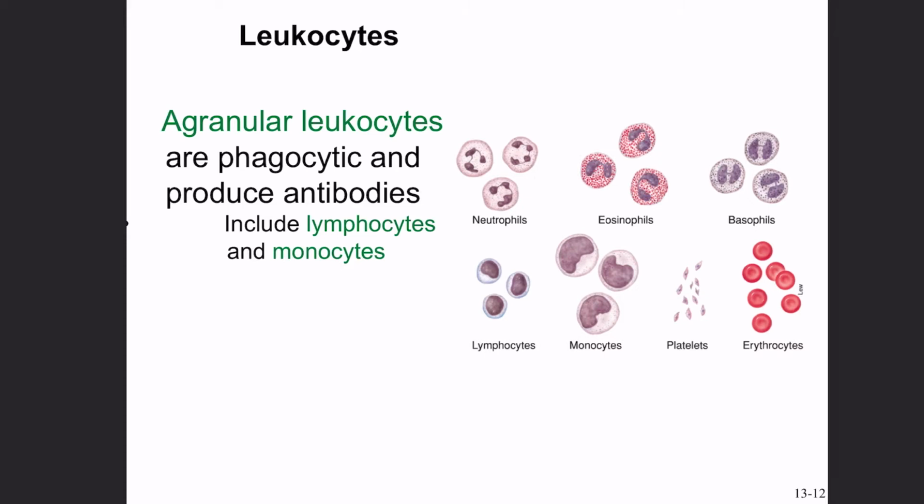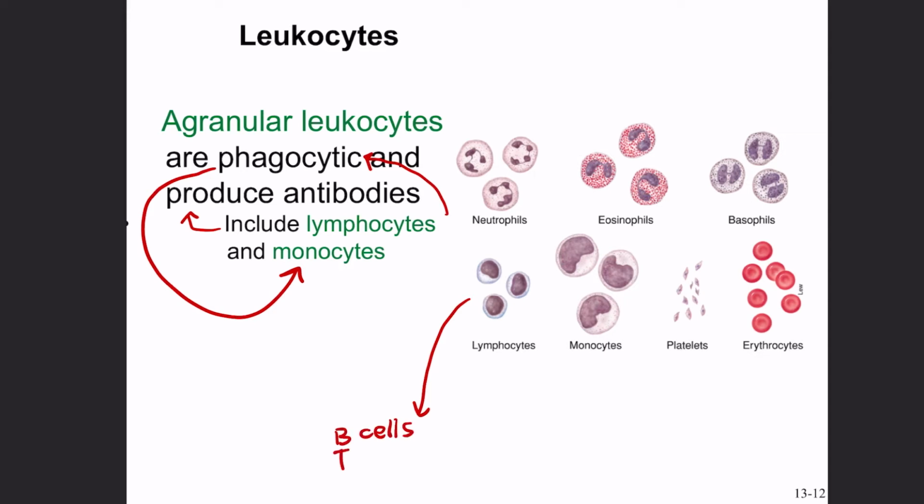Agranulocytes, this is not perfect. So lymphocytes produce antibodies, whereas monocytes are phagocytic. So both of them don't do both. Actually, there's a couple of lymphocytes that can phagocytose, but monocytes do not produce antibodies. Only lymphocytes produce antibodies. Lymphocytes are going to produce B cells and T cells. Maybe you've heard of those before. And B cells are what produce our antibodies.